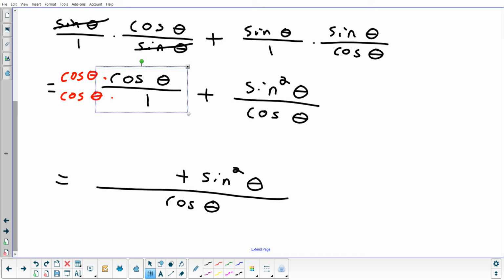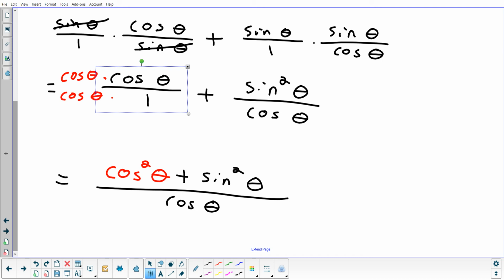Jake? Cosine squared. And now we've used up all the tricks that I taught you. We've changed to sines and cosines. You rewrote it all with a common denominator. Now there's something there you have to recognize. Something that's written there turns into something else that we wrote down earlier.